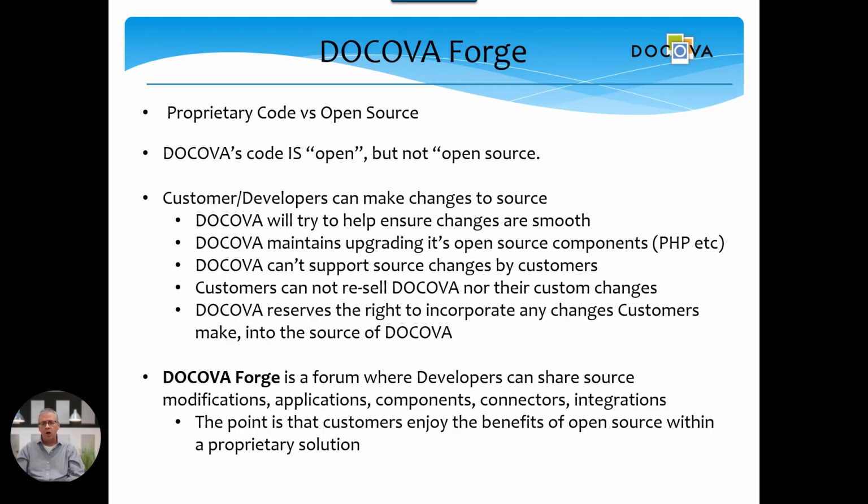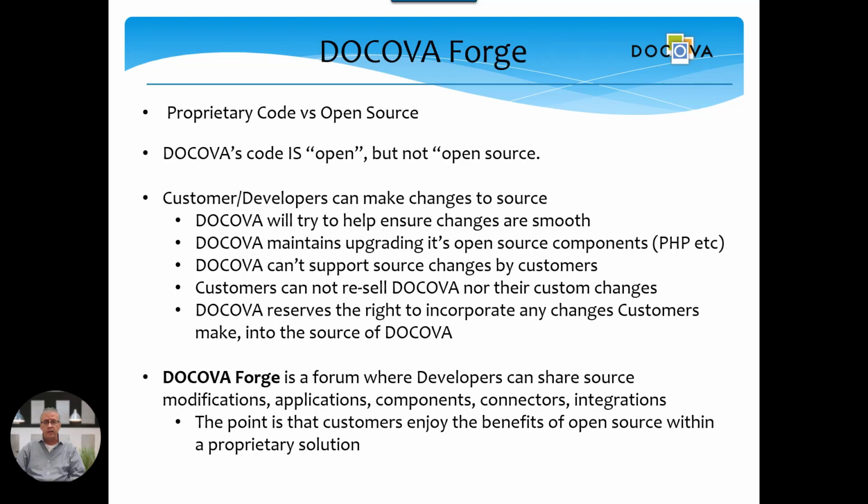DOCOVA Forge. Okay, so DOCOVA is proprietary, so we get asked this all the time. People are like, oh, we don't want another proprietary system, and then they move to Microsoft, which is all proprietary code. But we try to give you or enable you to do whatever you would want to do with open source in your organization, for example. So it is open, but it's not open source, DOCOVA, right? So customers and developers can make changes to the source, and we will try to help you with those changes. So if you contact us, say we're thinking about making these changes to the core, if you're skilled enough to do that, we'll help you make those changes.